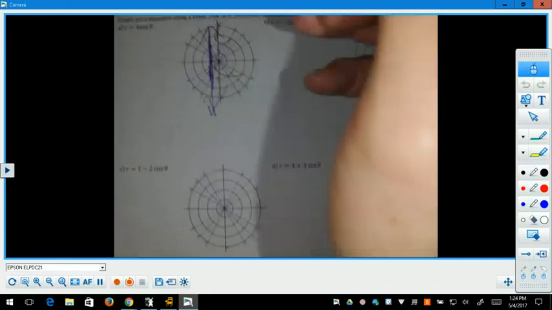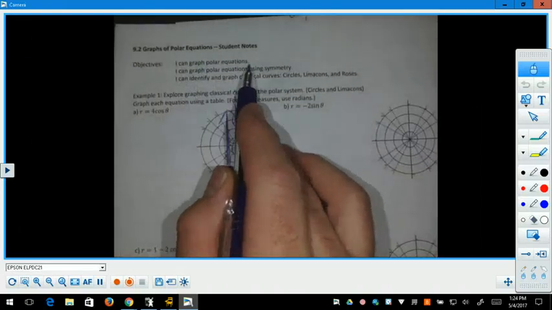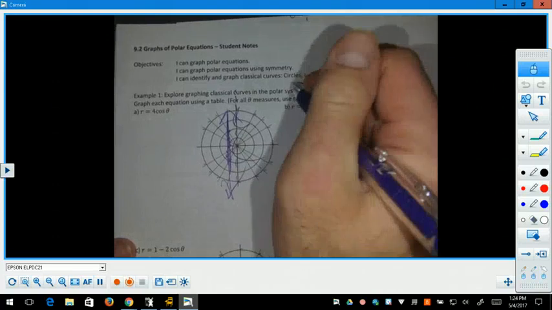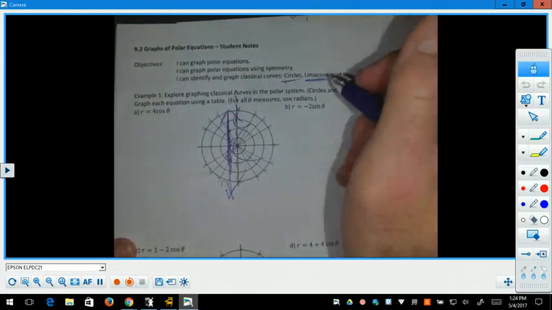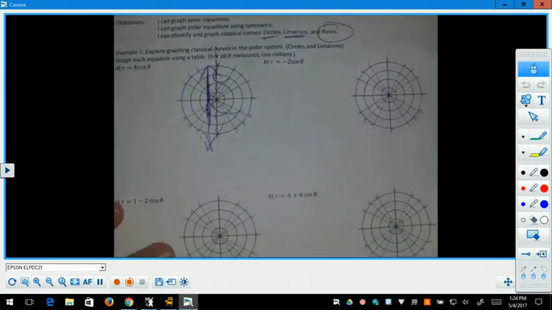All right, so here we go, lesson 9.2. You should be able to graph polar equations. So far, you know how to graph circles and limaçons. Today, our primary focus is roses.